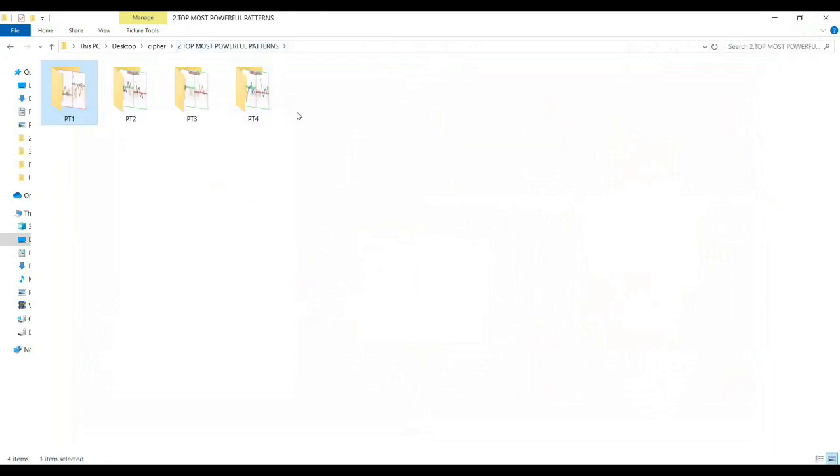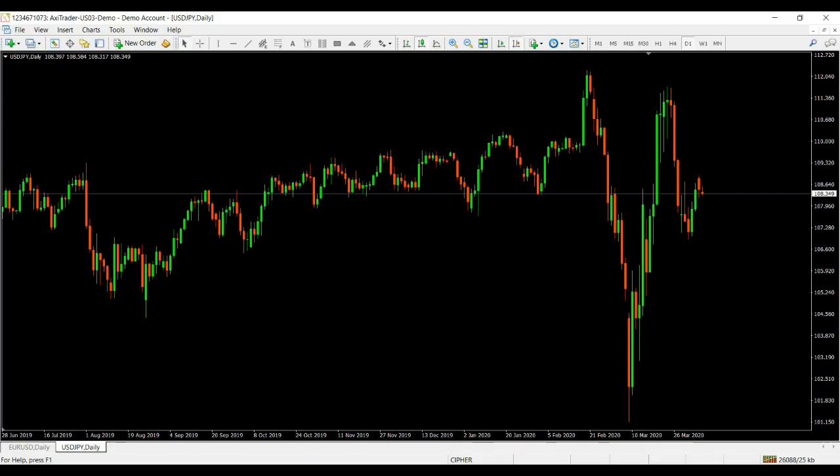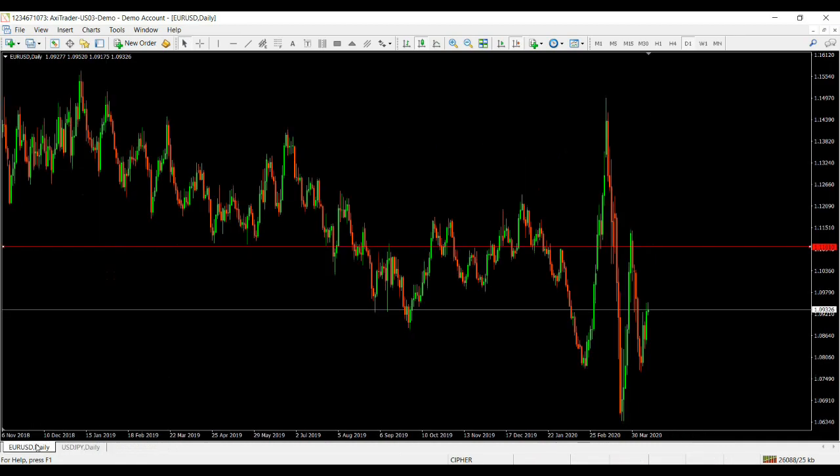See, before I explain all the patterns, first you should know how to mark the lines. I mean, how to draw properly. Okay, let's move on to that. So we're going to trade only in these two pairs mostly. Okay, USD JPY and Euro USD.